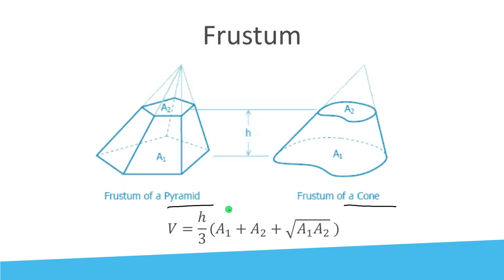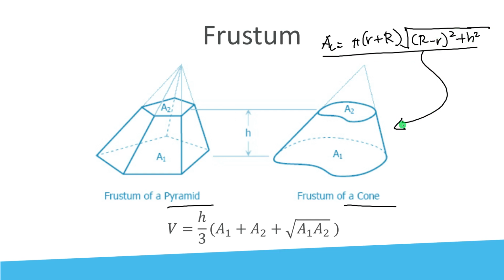Okay, so an additional formula if we want to determine the lateral surface. Actually, we can manually compute the lateral surface of a frustum of a cone. For the frustum of a cone, the lateral area is pi times (R plus r) times the square root of (R minus r) squared plus h squared. So this is the derived formula in determining the lateral surface area.